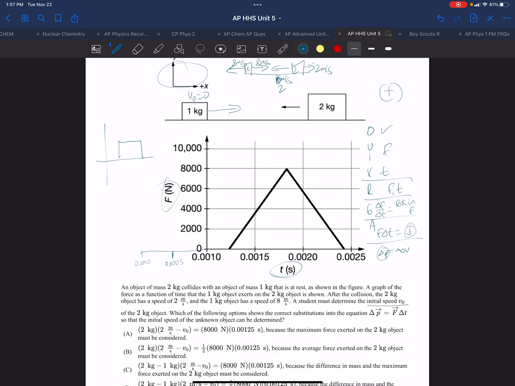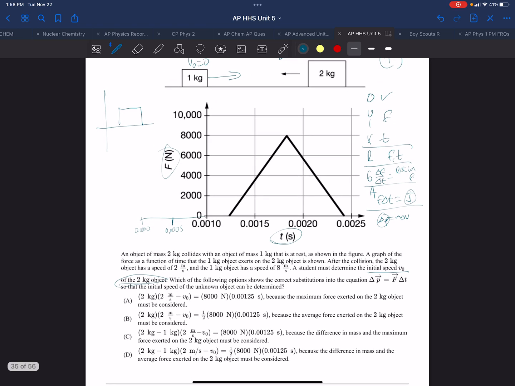We must determine the initial speed of the 2 kilogram object. So which one of the following options shows the correct substitutions into the equation? The initial speed is the unknown. So first of all, which of these are correct substitutions? Delta P equals F delta T. So it's going to be the average force, that's going to be 8,000 divided by 2. That's what we're looking for.